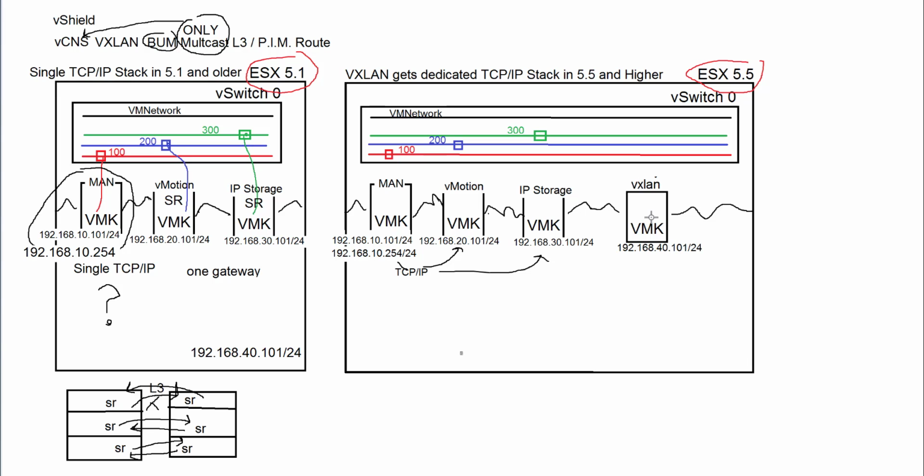But over here on my VXLAN, I would now have an additional TCP/IP stack, which means I get my own routing table and my own DNS capability. So I get a brand new stack here. That means that this guy can now have a gateway.